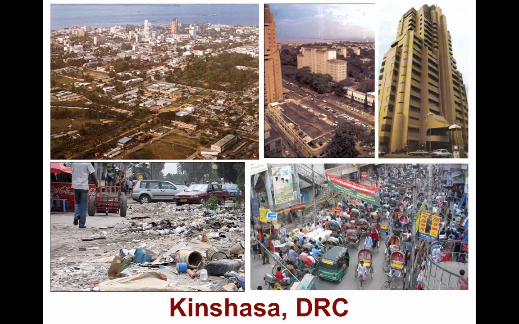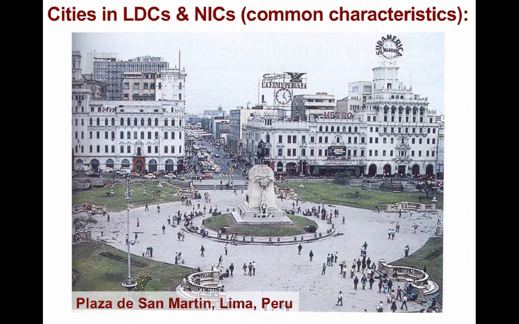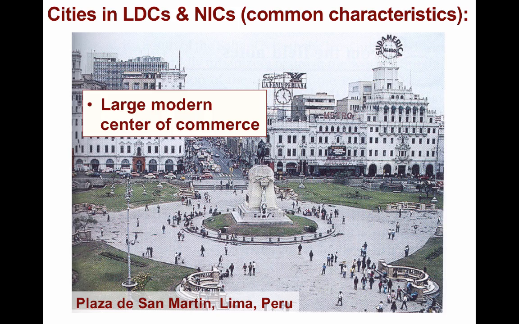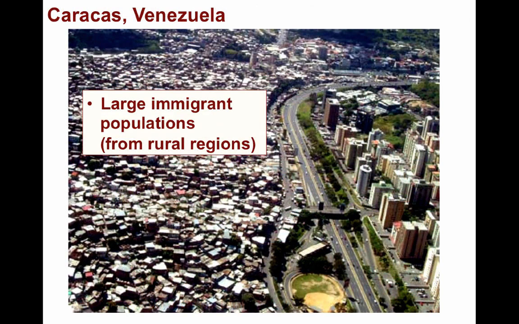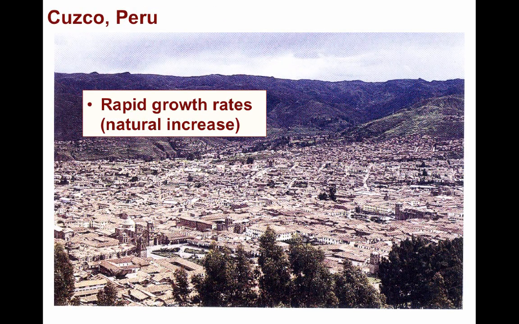In sum, there are a few common characteristics displayed by many of the cities in the least developed and newly industrialized countries, aka the peripheral and semi-peripheral states. They are often large, modern centers of commerce with large immigrant populations who are migrating from rural to urban regions, looking for a better life. They often possess rapid growth rates, not just from immigration, but from the natural increase.